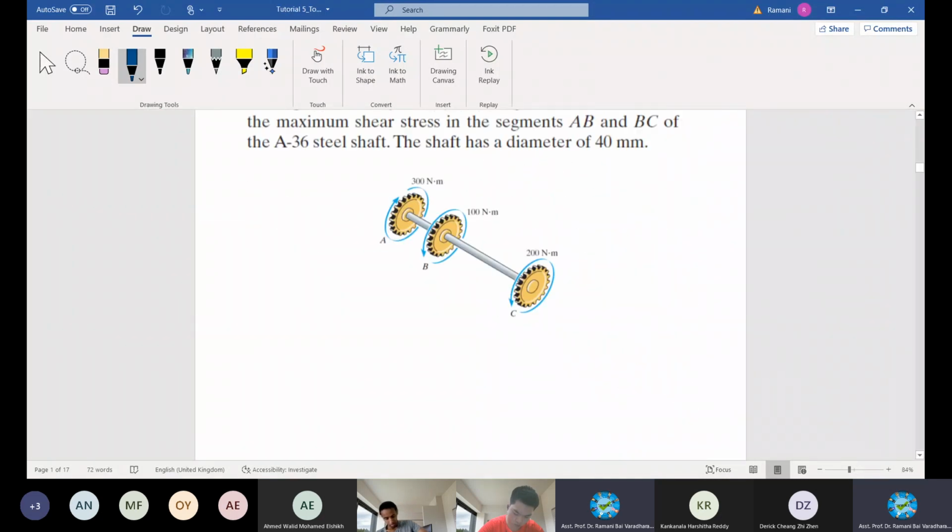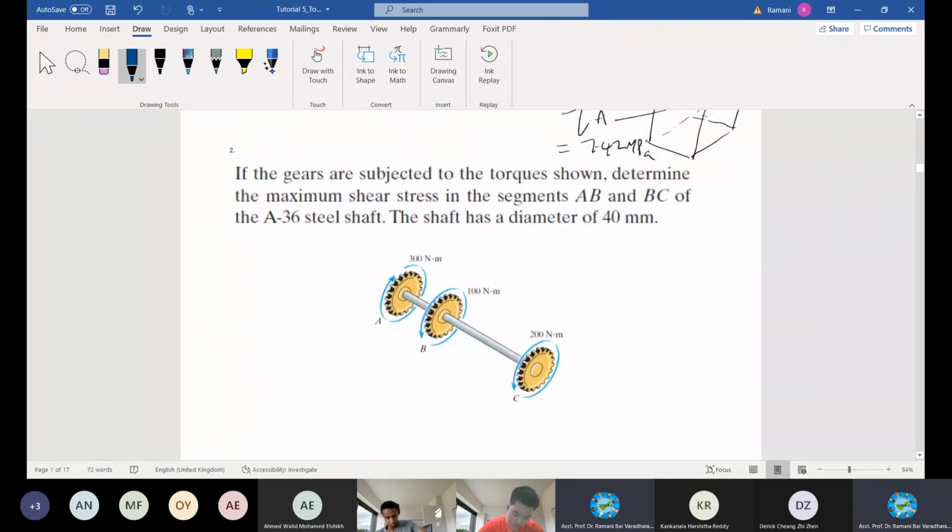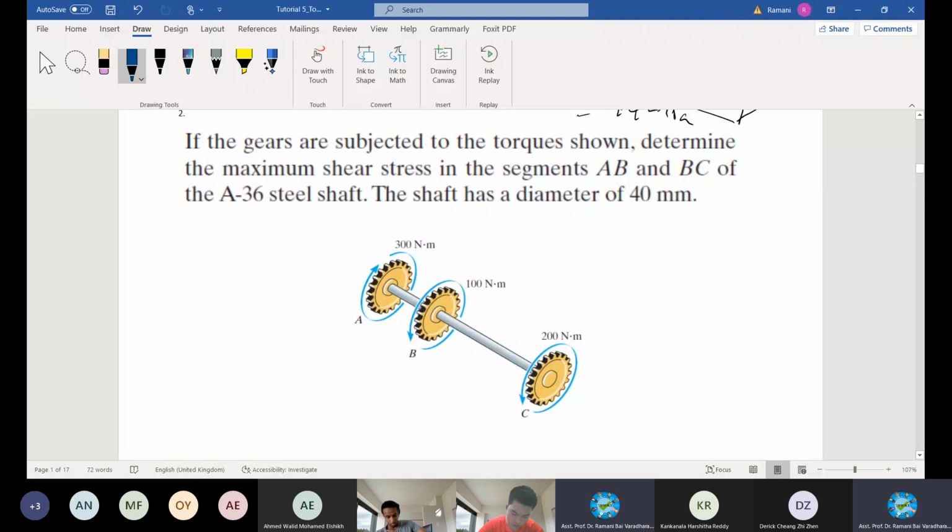Any question here? If not, move on to the next question on gears. If the gears are subjected to the torques shown, last time it was one shaft, two moments, now three moments, a little bit increase. Position also increase. Determine the maximum shear stress in segments AB and BC of this shaft. The material specification given is A36 steel.